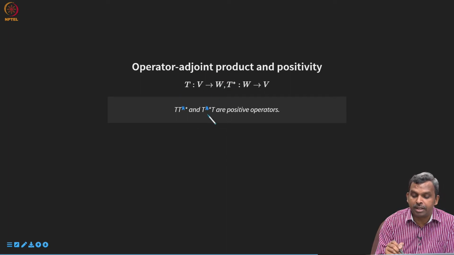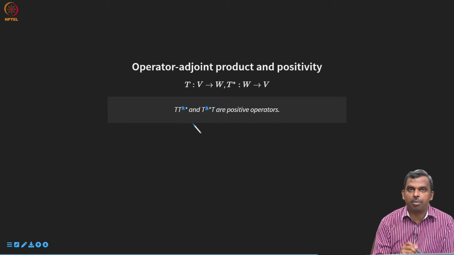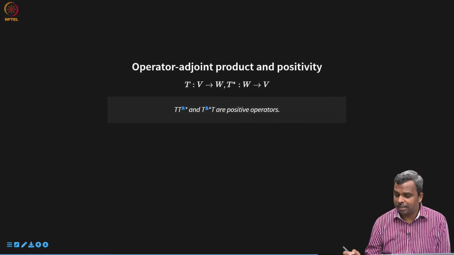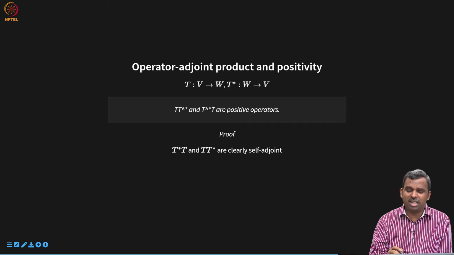So these are also operators. For any T that you take from V to W, where V and W can be different, T star goes from W to V. You can define T T star, which will go from W to W, and T star T, which will go from V to V. Both of these are in fact positive operators. Any product of an operator and its adjoint is positive. That's a very nice result, and the proof is actually very clear.